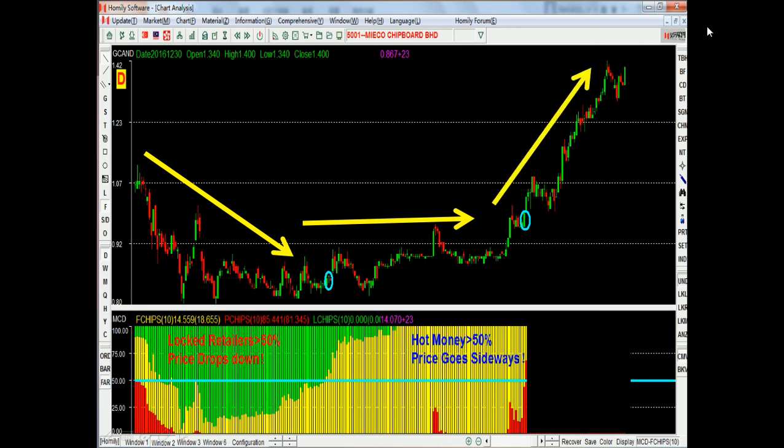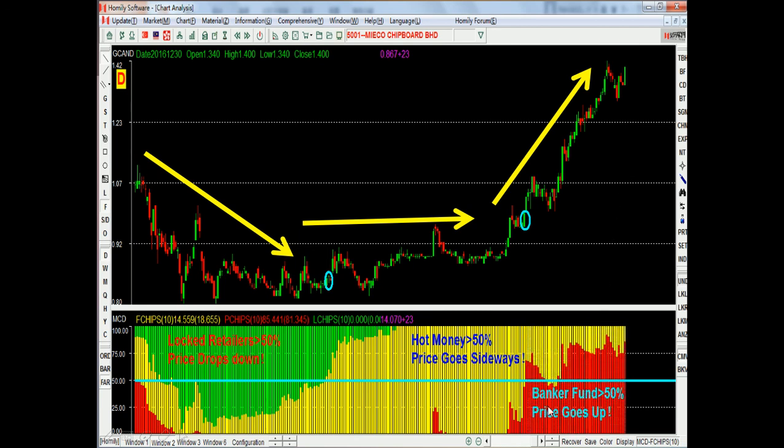The price goes up very fast. Okay, so what will happen? You can see the banker fund is more than 50%. That means the price controlled by the bankers, and then the price goes up. So very easy. So you can see the locked retailers is more than 50%. The price will drop down, and the hot money is more than 50%. The price goes sideways, and then the banker fund is more than 50%. Now it means the price goes up. So very easy to identify.